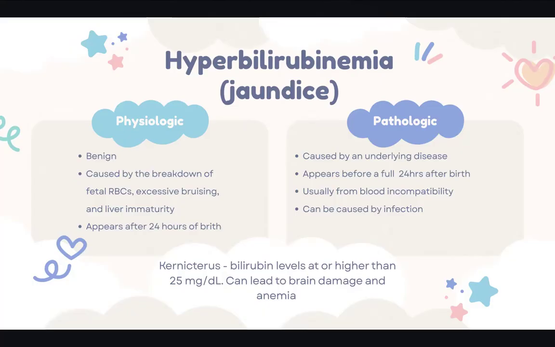One thing I also want you guys to remember is kernicterus. Never say that. Sorry, guys. That is going to occur when bilirubin levels reach 25 milligrams per deciliter. But remember, that is detrimental to a baby. It can cause brain damage and cause anemia as well.